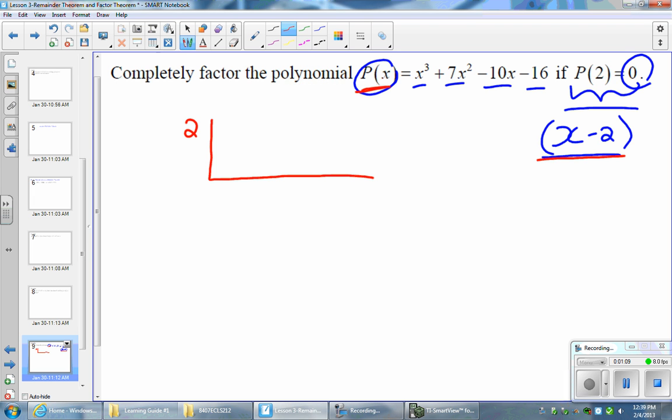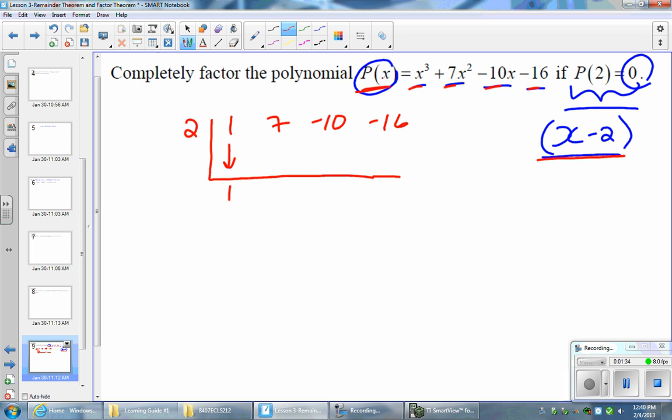Now, before you write your coefficients down, you got to make sure that all your terms are in descending order by degree, which they are. Also, that you have all the terms involved here, so we don't have any missing terms, so we don't need to use any placeholders. So that means my coefficients are 1, 7, negative 10, and negative 16. So let's go ahead and divide.